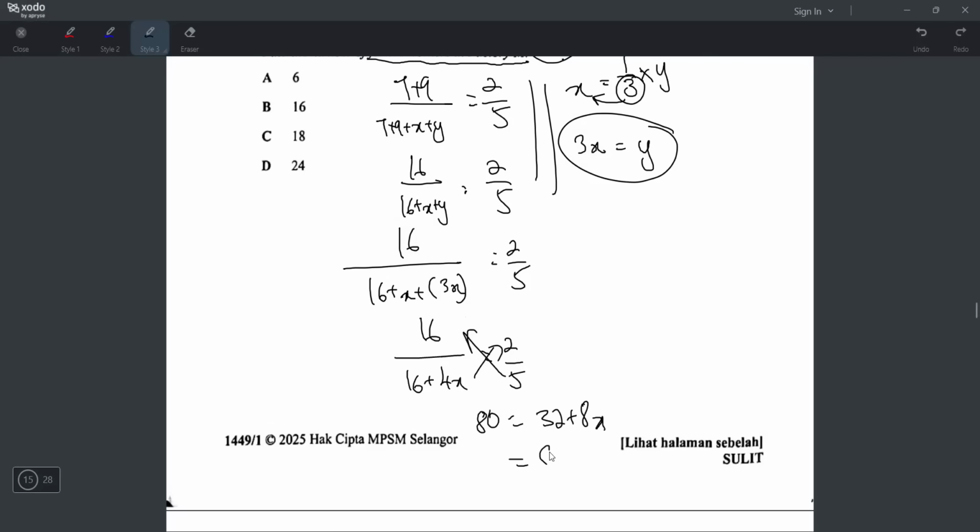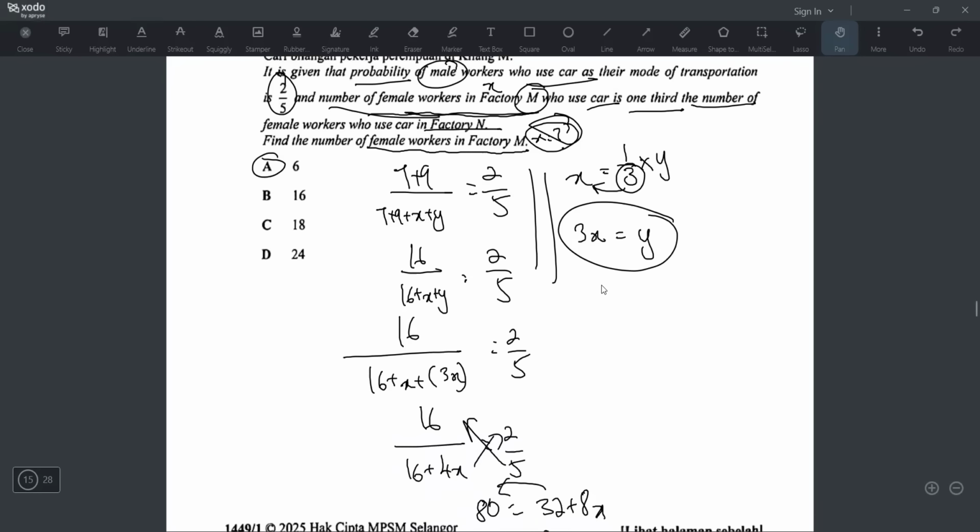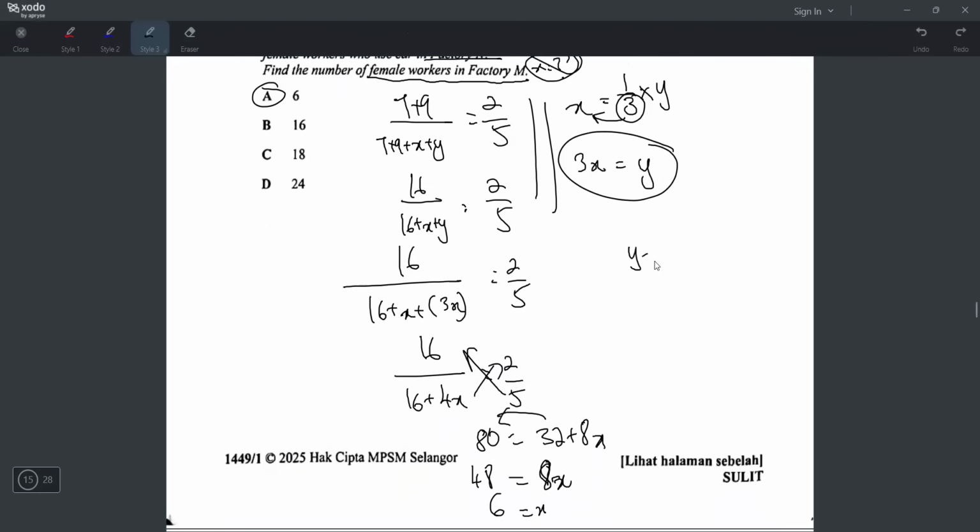I'm trying to find x, so it's already positive, so we don't disturb it, move the 32 instead. 80 minus 32 is 48, divide by 8 is 6, so the answer is A. The answer asks for 6, right? X is 6, right? Okay, what about the y value? The y value will be 3 times x, right? Which is 18, right? 3 times 6 is 18.